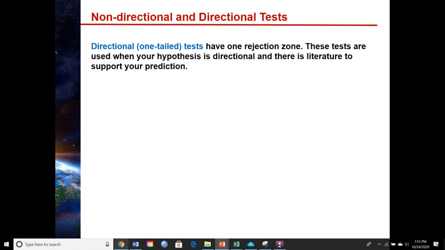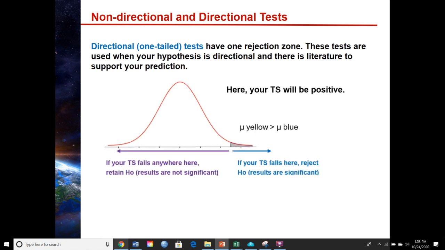But in order to do a directional test, it means that you have to phrase your hypothesis in such a way that it's directional, and you have to have literature to back that hypothesis up. All right, published literature needs to support your directional hypothesis. And I'm going to show more about that in a minute.